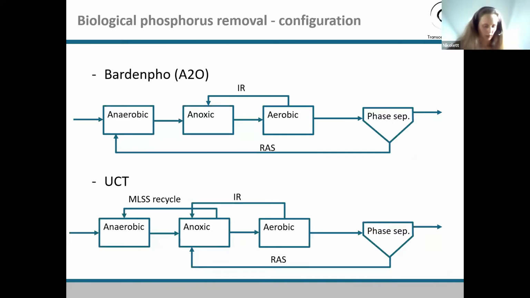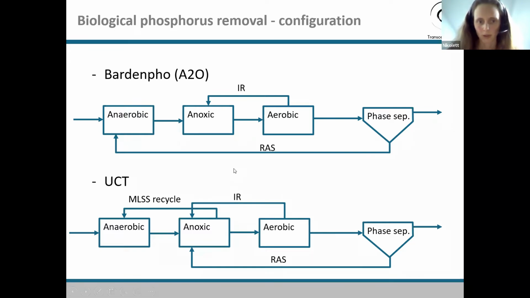What configurations are supported? These can be selected from the user interface. So the two, of course, there are others, but we have selected the two main configurations which are typically used. One is the Bardenpho, or commonly known A2O, and the other one is the UCT configuration. So these are the available options.